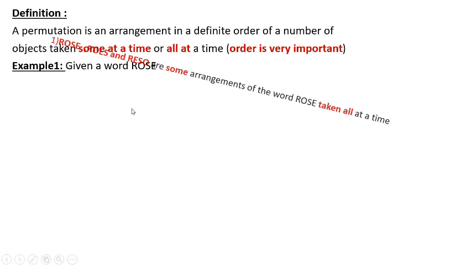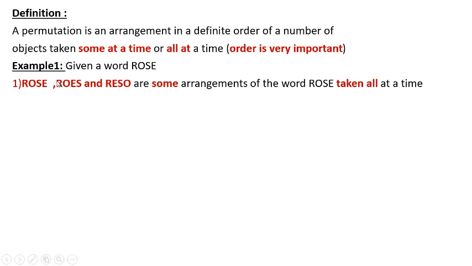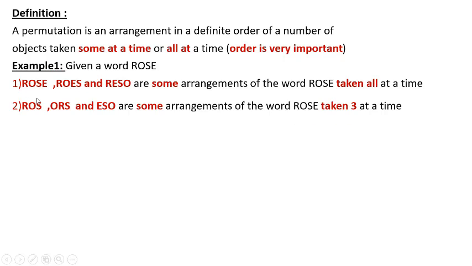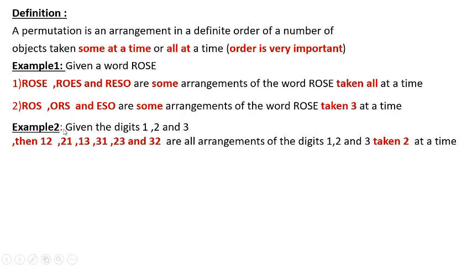Example number 1. Given the word ROSE, then the word ROSE itself, another word, ROES, and RESO are some arrangements of the word ROSE. In this case, the letters are taken 4 at a time. Part 2. The words ROS, ORS, and ESO are some arrangements of the word ROSE, but in this case the letters are taken 3 at a time. Example number 2. Given the digits 1, 2, and 3, then the numbers 12, 21, 13, 31, 23, and 32 are all arrangements of the digits 1, 2, and 3. In this case, the numbers are taken 2 at a time.